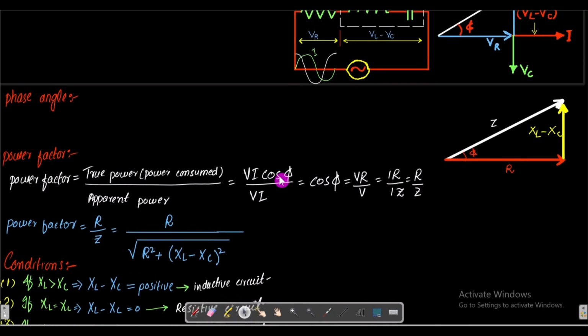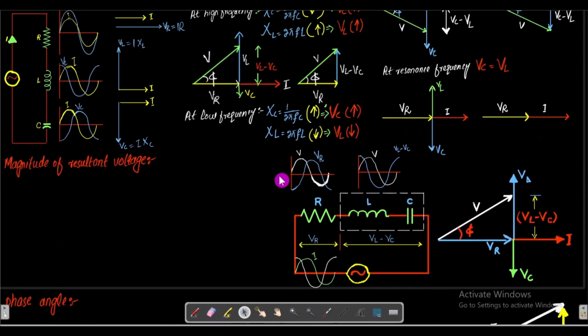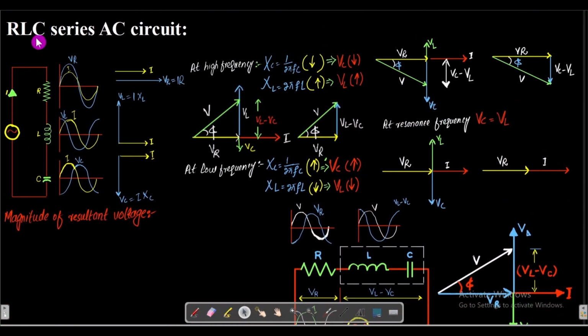Today in this lecture, we will discuss in more detail the RLC series AC circuit. This is a resistor having resistance R, an inductor having inductance L, and a capacitor having capacitance C. These three components are connected with each other in series and also connected with the applied alternating voltage source.